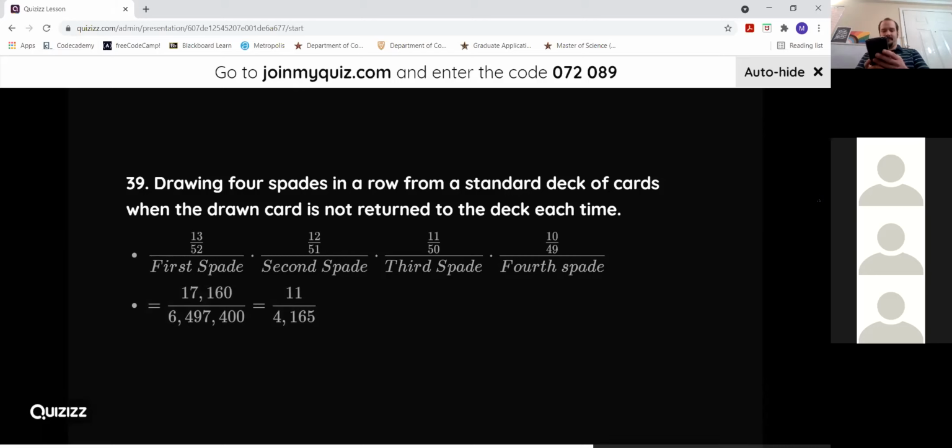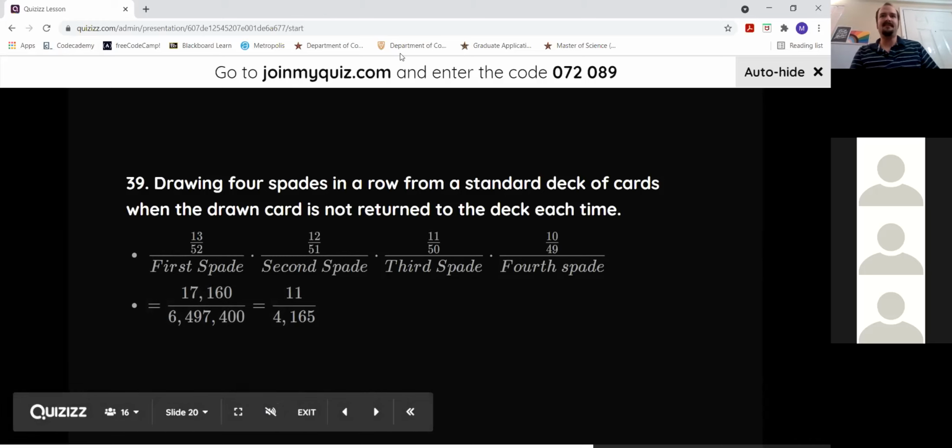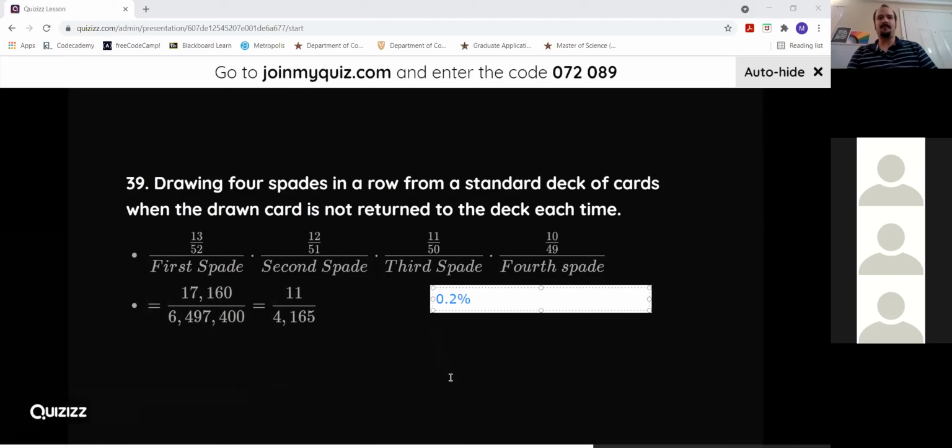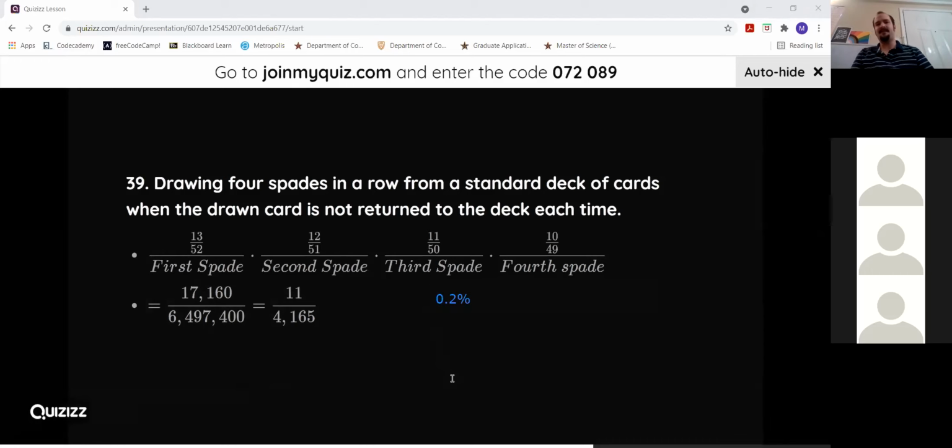What is that with the decimal? Sometimes it might help to put it into a decimal. This is 0.0026. So like a 0.2% or something, I think is what we're gonna get. So there's like a 0.2% chance or something you're going to get this. Very, very low.